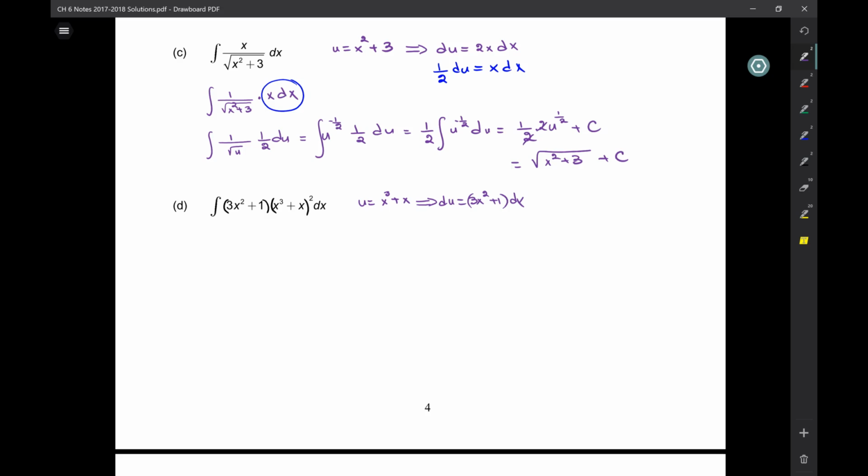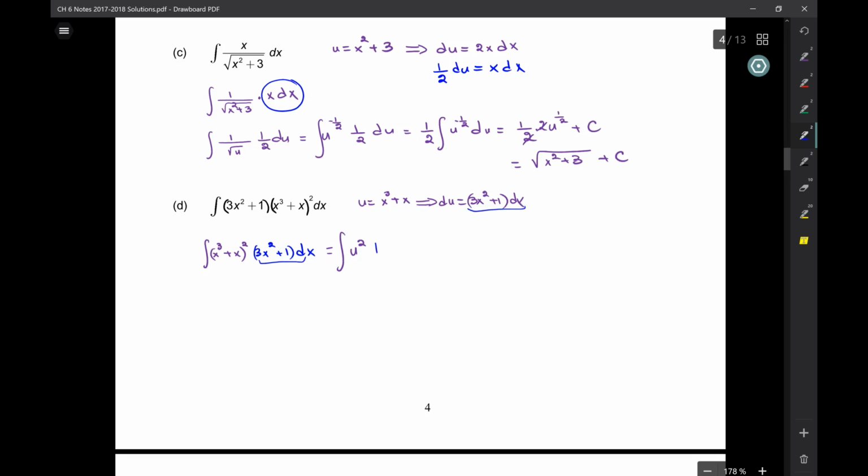So now, take a look. Let's rearrange this. I'm just rearranging it: 3x squared plus 1 dx. So now this is going to be the integral of u squared, and all the blue stuff is du. So now after this it's easy. u cubed over 3 plus c.